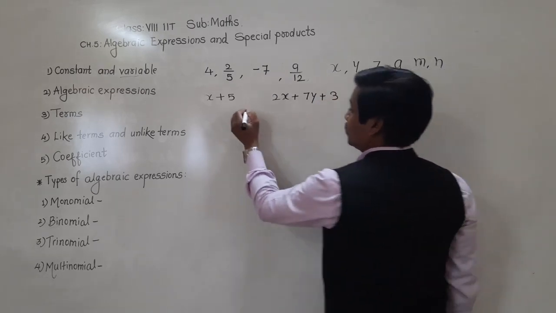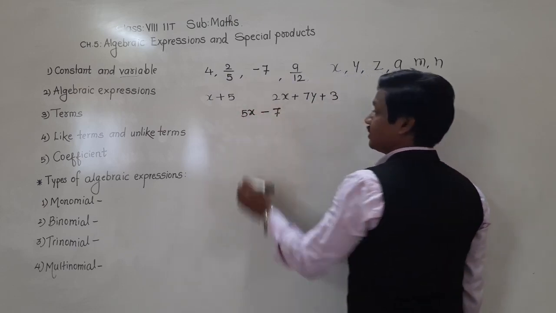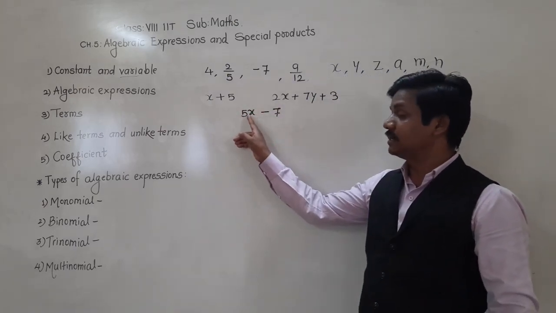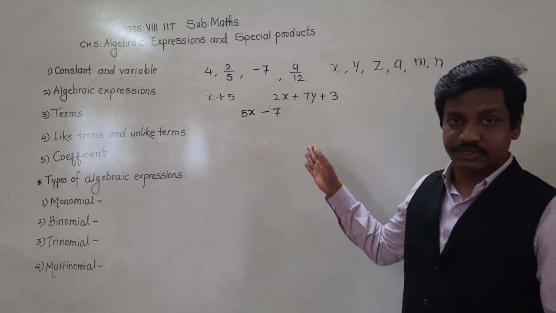Or 5x minus 7: between 5 and x there is a multiplication sign. So 5x minus 7 is an algebraic expression.